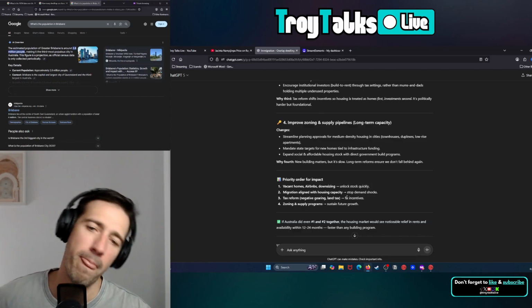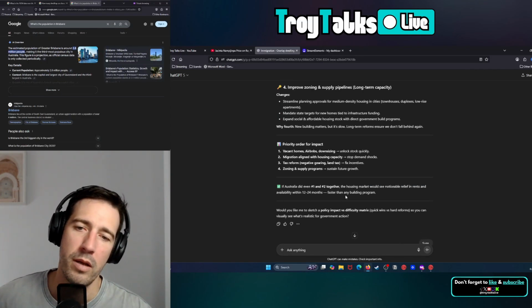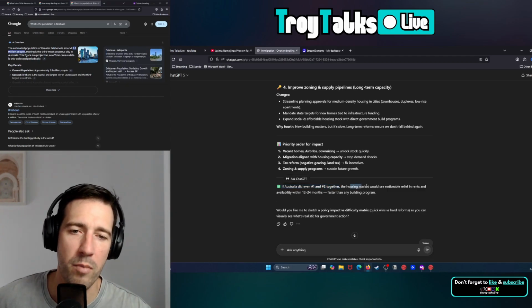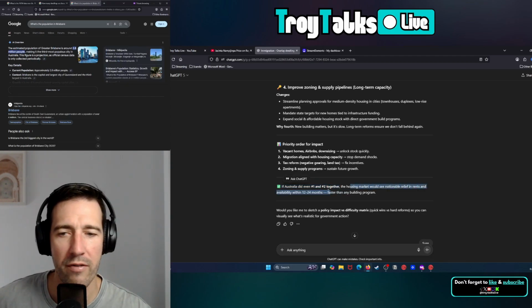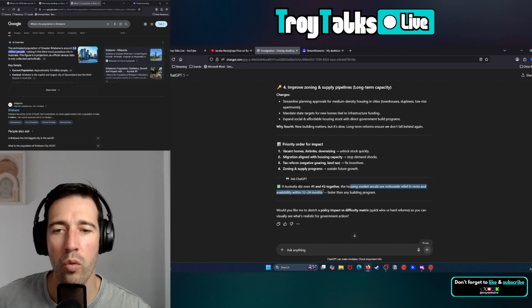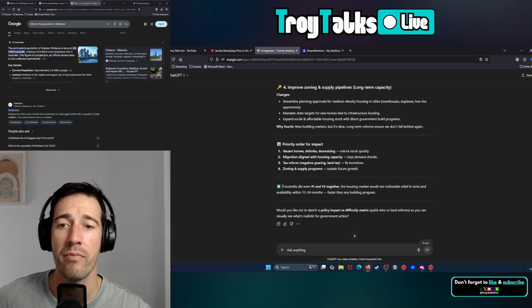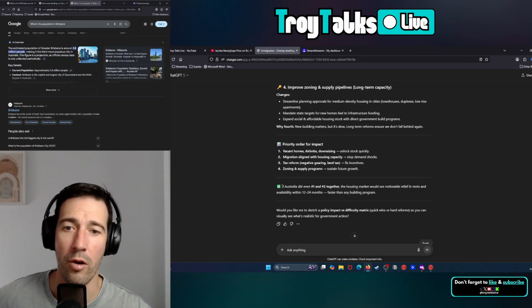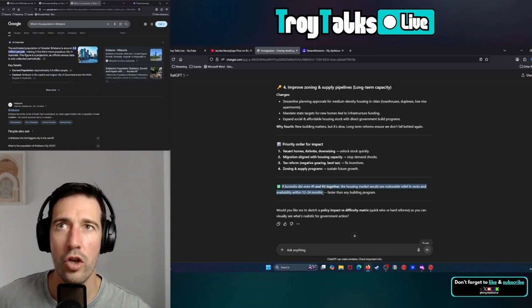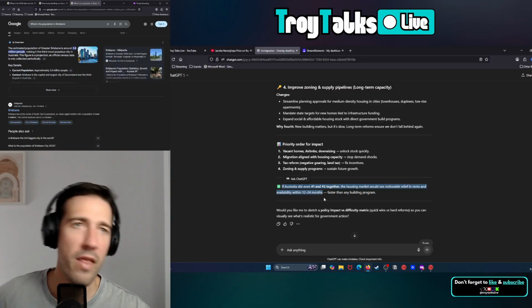It even says here, if Australia did even 1 and 2 together, the housing market would see noticeable relief in rents and availability within 12 to 24 months. So let's just say the government started doing it now. Before they finish their term, they would be having a huge effect on this. And then they could get re-elected.